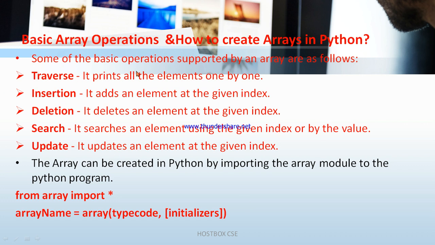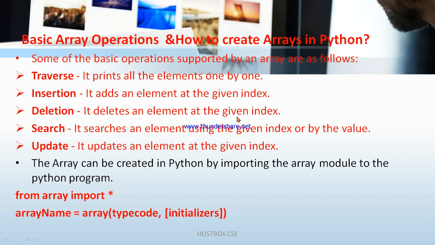You can do some basic operations on arrays in Python, called traverse, insertion, deletion, search and update. First one, traverse, that means it prints all the elements one by one. If the array elements are A, B, C, 1, 2, 3, it will print them one by one. And insertion adds an element at the given index. So already I have 1, 2, 3, I can add 4, like that.